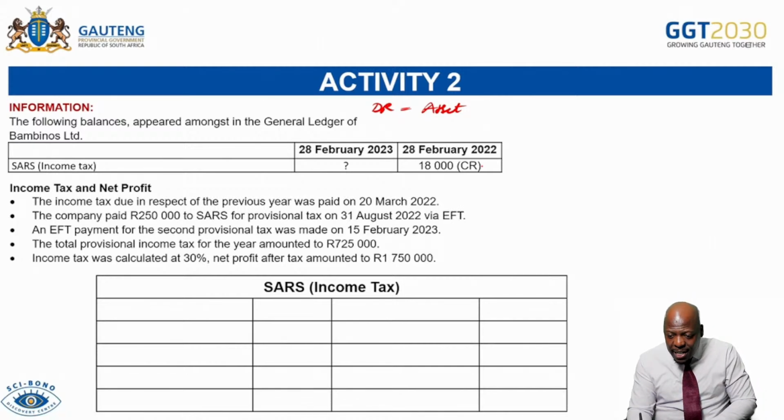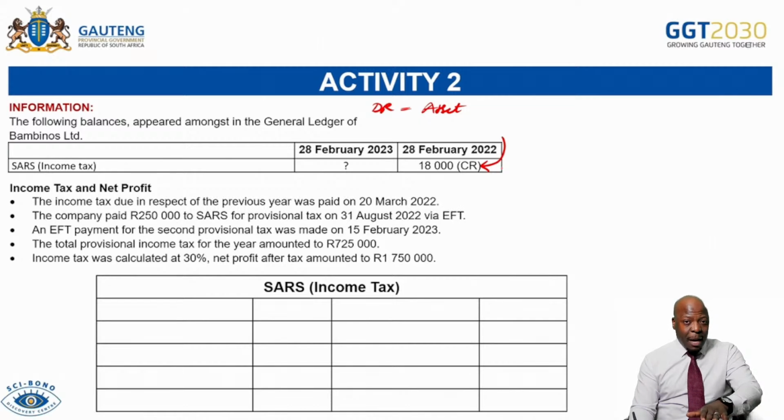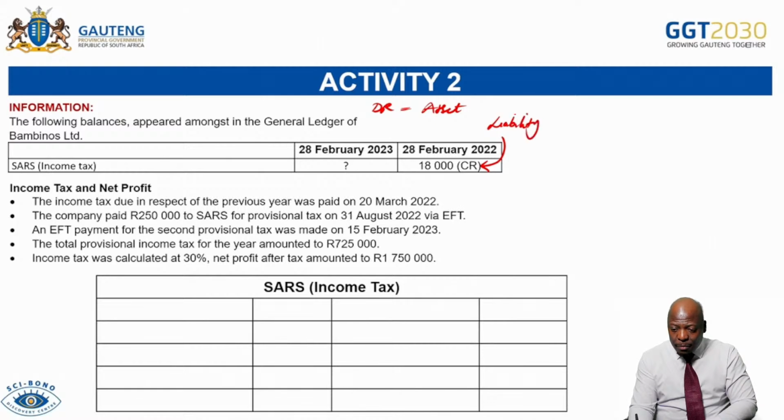But if it is credit like this, it simply means of the provisional payments that we made in the previous year, they were lesser than the income tax amount that we were supposed to pay over to SARS. In that case, we still had to pay more to SARS. So we owed SARS. In this case, it is a liability. Okay, so let's see if we can open this SARS income tax account.